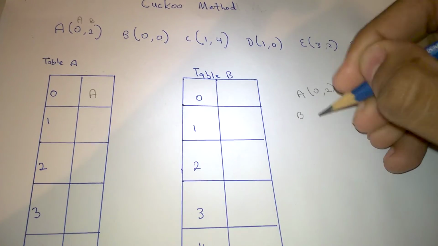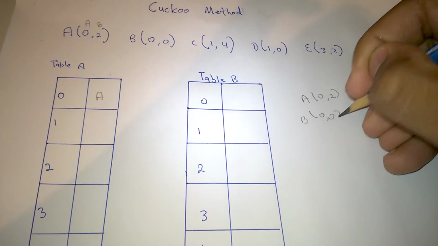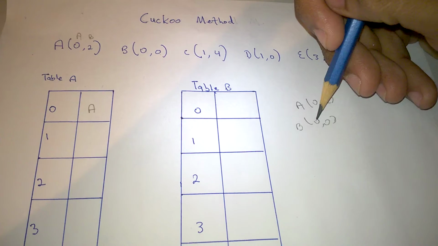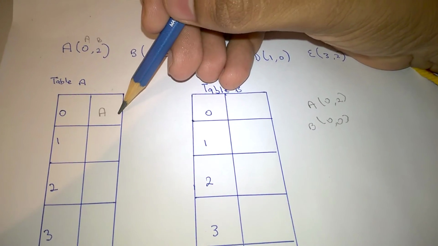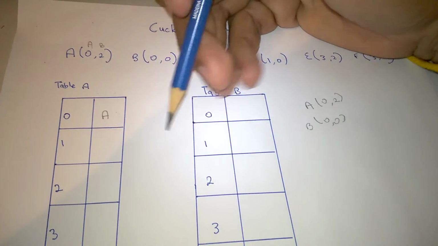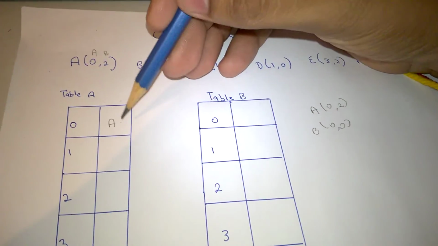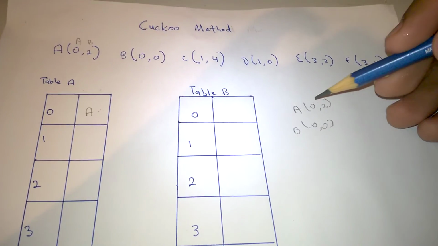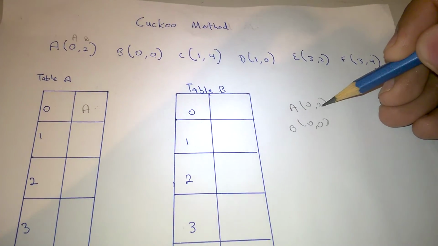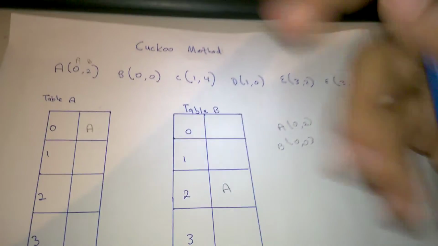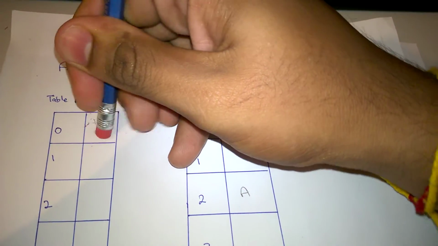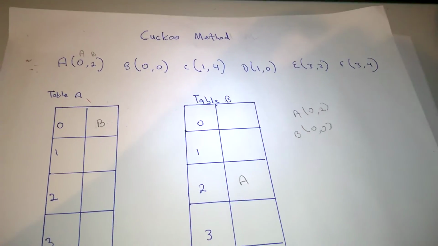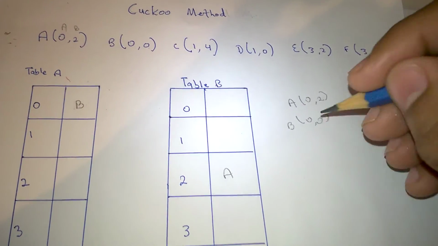So the next value is B, and this could go into 0 and 0, right? So we go to position 0 in table A, and we look to see if it's free. But in this case, there is something here. So what we do is take A and put it in the next position in table B that it could go in. If we look at A, you see that A could go in position 2 in table B. So we take A and put it here, and we erase it from here, right? And we insert B over here. So now B is inserted, A is inserted, and we move on to the next value, which is C.